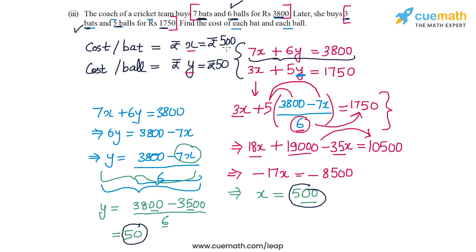So the final answer is that the cost per bat is rupees 500 and the cost per ball is rupees 50.